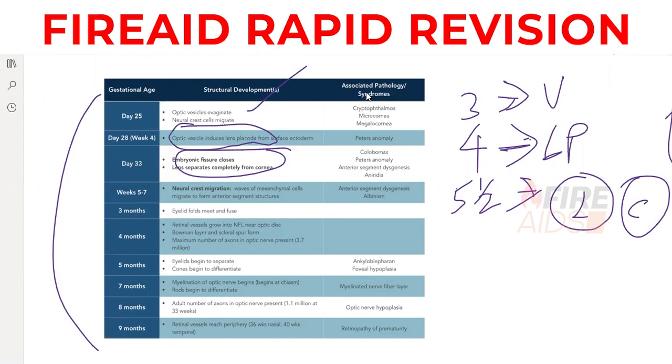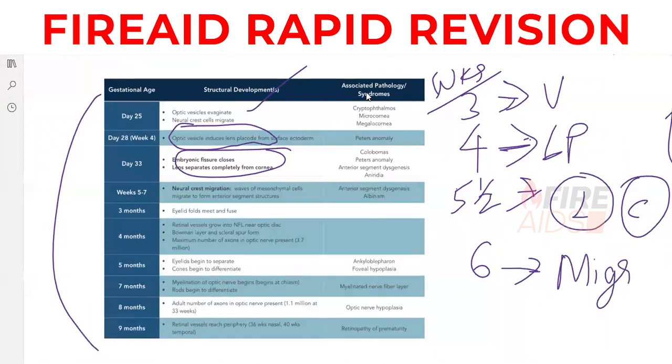So this is concerned with the weeks. This is very important for your MCQ. Okay. Then on the 6th week, neural crest migration happens. You need to remember this. I repeat. Third week means vesicle. Fourth week means lens placode. 5.5 weeks means lens and cornea separate. 6th week means migration.